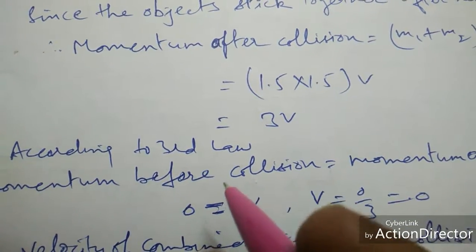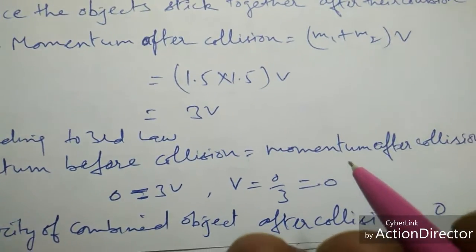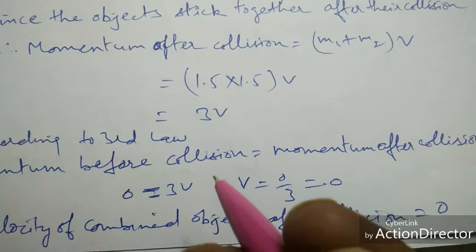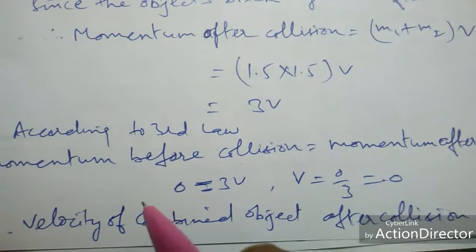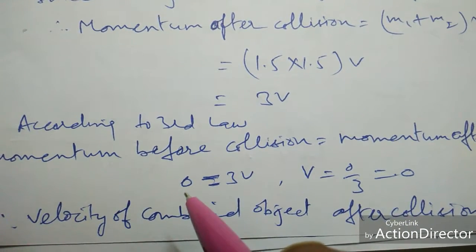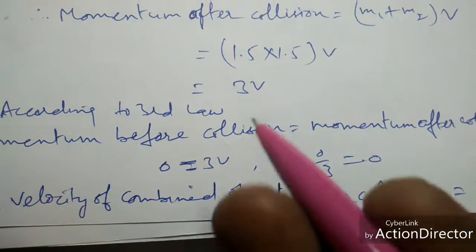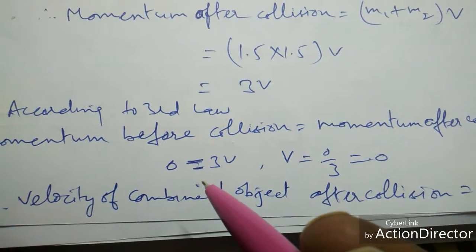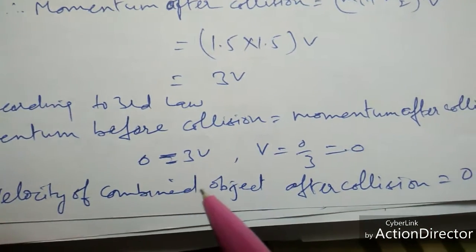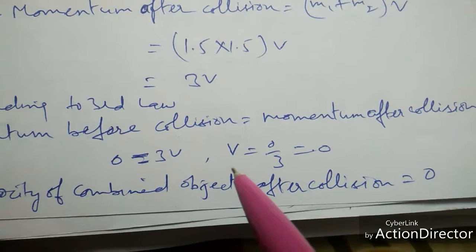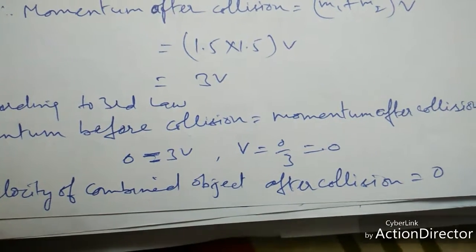According to the third law of motion, the momentum before collision is equal to the momentum after collision. We have to use this formula because we have to find out the value of velocity. Here momentum before collision is 0 and momentum after collision is 3v. Putting these values, v will be 0 by 3, that is 0. Hence the velocity of the combined object after collision is 0. Here momentum before collision is 0 and the velocity of the combined object after collision is 0.